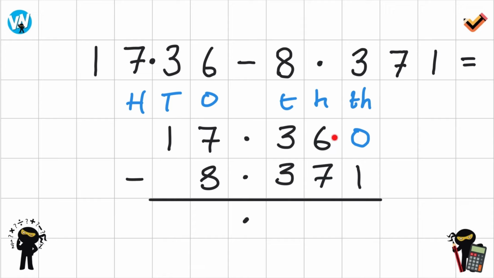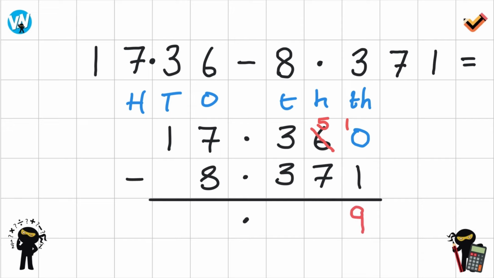We can't do that, so we're going to need to exchange from the 6. So let's quickly do that. So we're going to borrow from the 6 and exchange. That's a 5. Now, in the thousandths column, we've got 10 take away 9. We can do that now. So, 10 take away 1, which is 9.